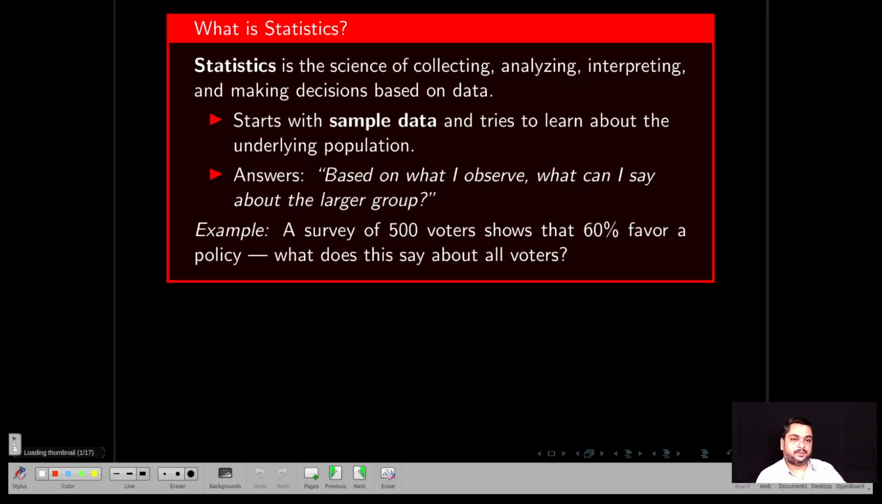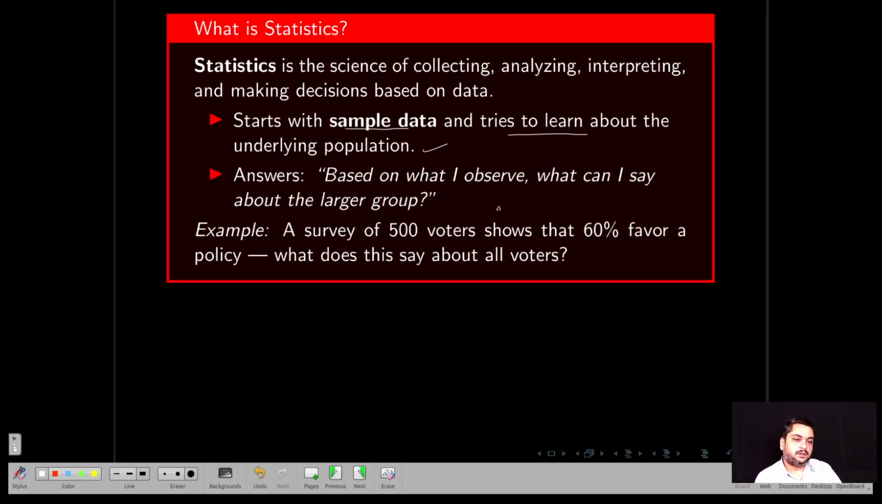Now we'll come to statistics. What is statistics? Statistics is the science of collecting, analyzing, interpreting, and making decisions based on data. Basically it starts with sample data. Don't worry about what you mean by sample data, I'll explain in the next slide. And it tries to learn about the underlying population. So given some sample data, from that we make some observation, and based on that observation, we will make a decision.